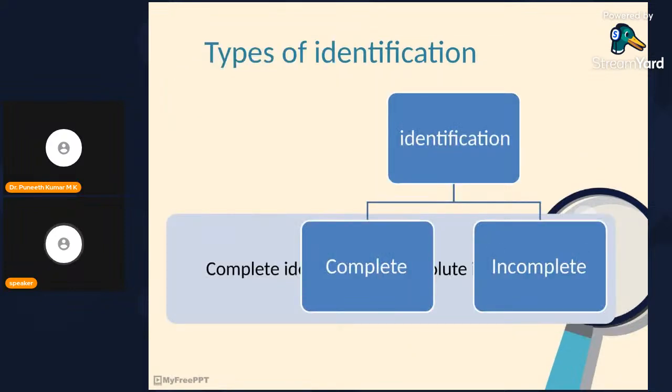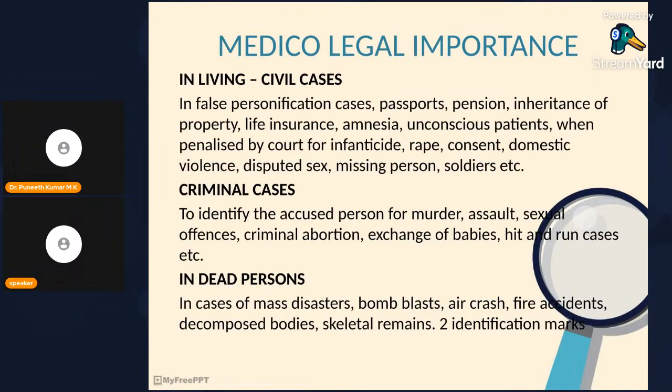And types of identification data: there are two types, complete and incomplete identification data. Complete identification data is also called absolute identification data. Till now, we have got a basic idea, or brushed up, about the definition of identification and its types, and why we need identification data. But what is its importance in law, or what are its applications in the medico-legal aspects? That is called the medico-legal importance of identification data.